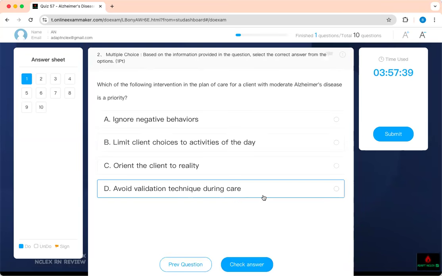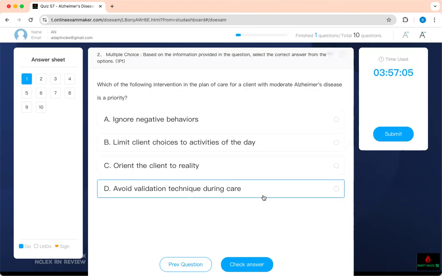Next question. Which of the following interventions in the plan of care for a client with moderate Alzheimer's disease is a priority? Once again, in moderate Alzheimer's disease, they have problems with coping, right? They have anxiety, neuropsychotic problems. They forget to eat at all. They may have anorexia. This is where the self-care deficits become more prominent. They wander around and sundown, right? What is your priority for a patient with moderate Alzheimer's?